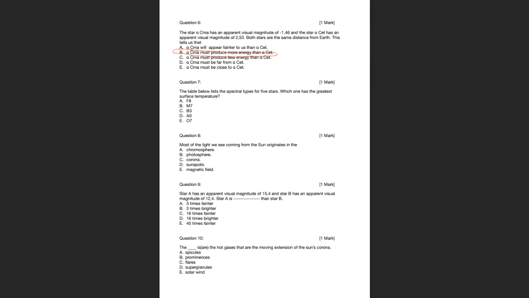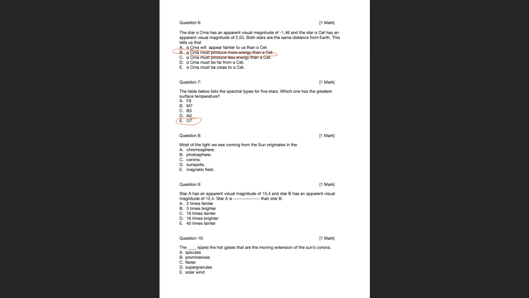The table below lists the spectral types of 5 stars. Which one has the greatest surface temperature? And why do you guys say number E? Yes, Oh Be A Fine Girl, Kiss Me. Oh Be A Fine Guy, Kiss Me. So look at the acronym. O is first, so that means O will have the highest surface temperature.